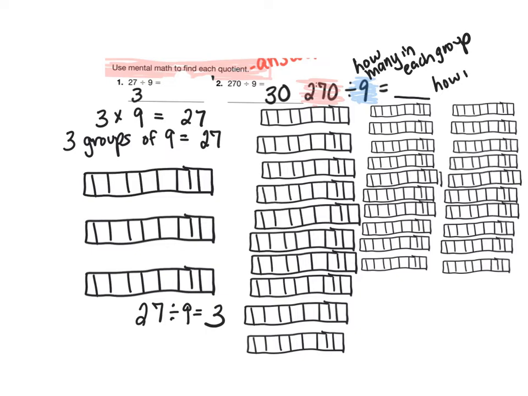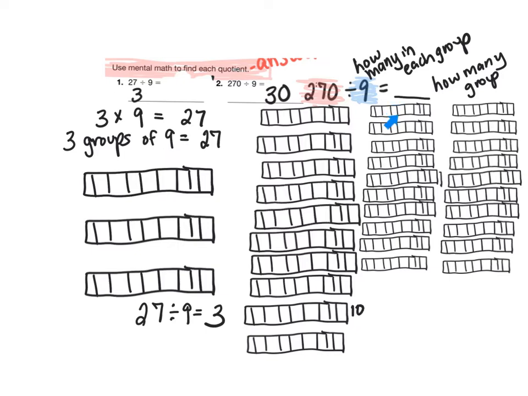How many groups? So if you count these all up now, how many groups of 9 are we going to have? 1, 2, 3, 4, 5, 6, 7, 8, 9, 10. So that's a group of 10.